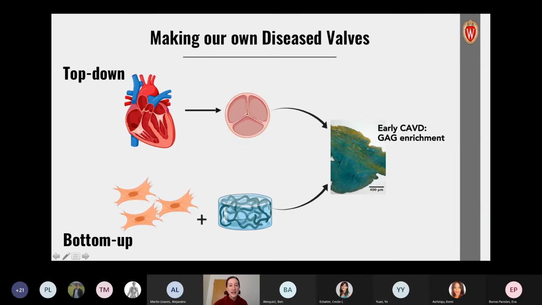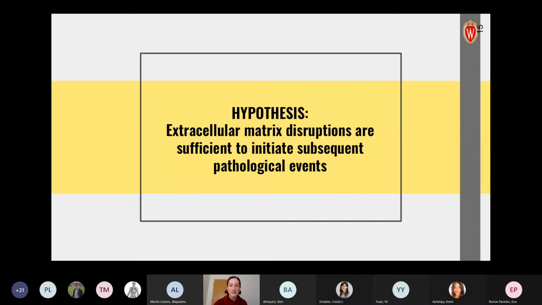One is a bottom-up, so more traditional tissue engineering approach, where we combine cells with a scaffold to make a diseased-looking tissue. And the other one is a top-down, where we actually start out with native tissue and try to make it diseased in vitro. So I'll talk first about the bottom-up.